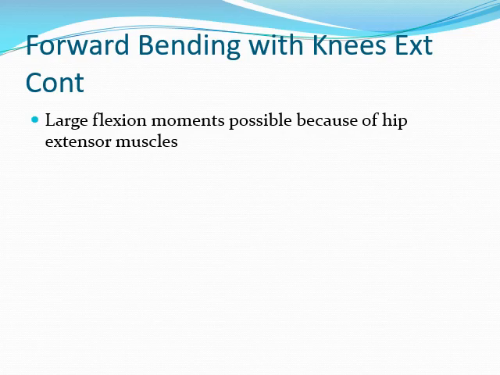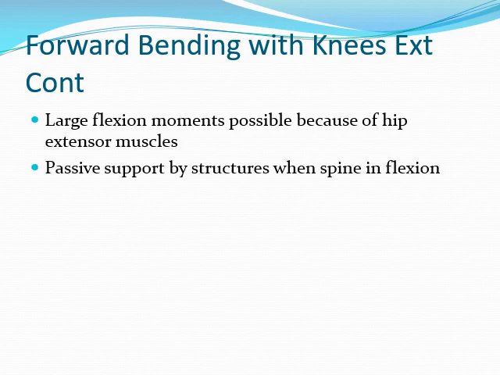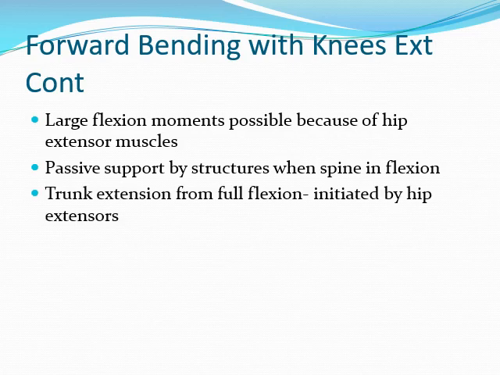So again, still looking at forward bending with the knees extended, there are going to be large flexion moments because of the hip extensor muscles, so there are large leverages there. You do get passive support by structures when the spine is in flexion: the posterior ligaments, the facet joint capsules, the thoracolumbar fascia. Those are all things that come into play. Again, you don't want too much stress being borne on them, because that's where a lot of your injuries can occur.